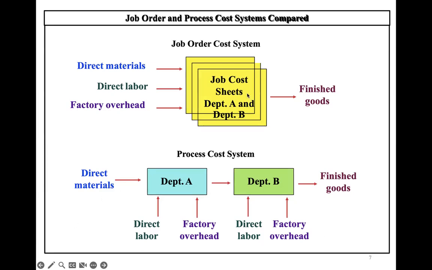Okay, so here, can you all see? This is very important to understand. In the job order cost system, we had different job cost sheets, right? So for these jobs, we are preparing the cost for a particular job. We took direct material, direct labor, and factory overheads relating to that particular job, correct?